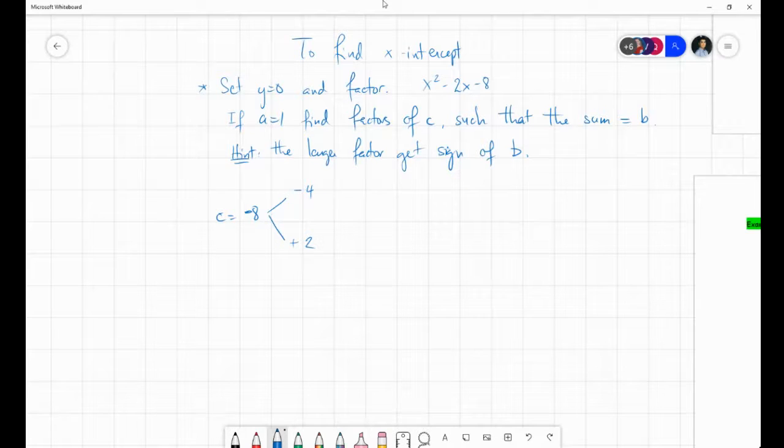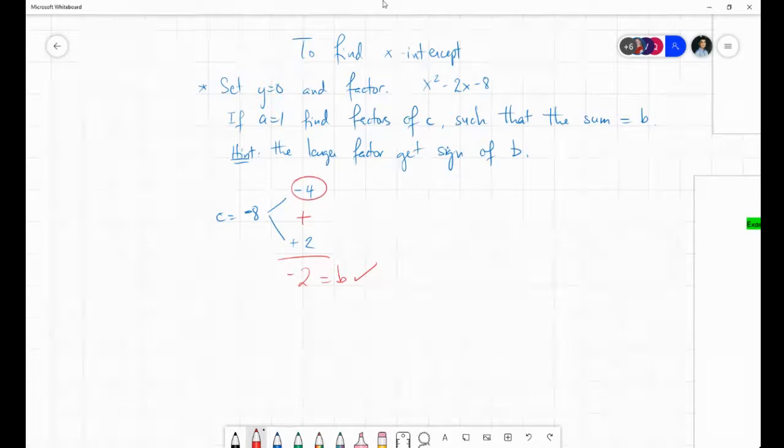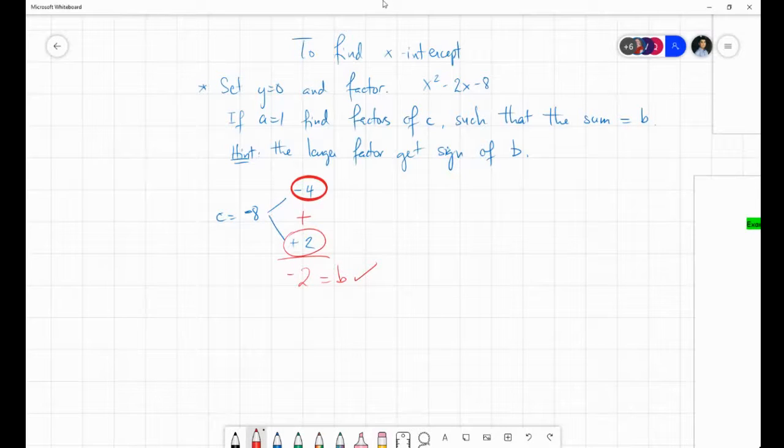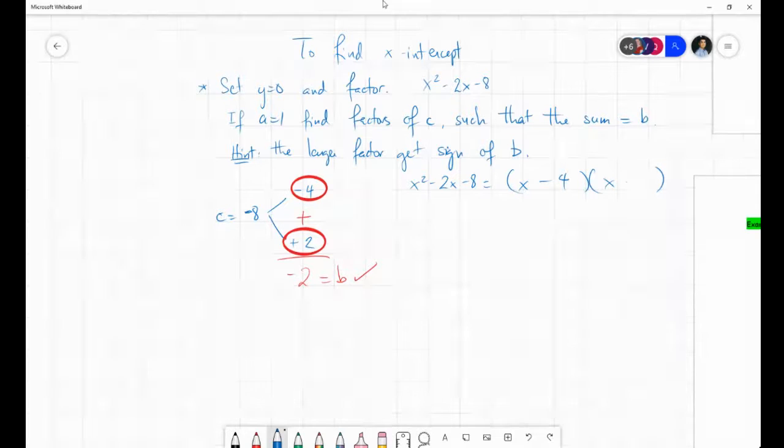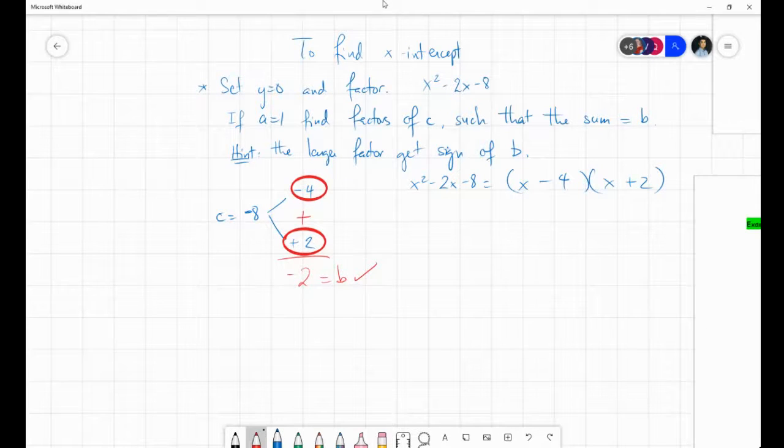So let's check. Such that the sum is equal to b. Well, if I add these together, negative 4 plus 2 is negative 2, which does equal b. So that's it. My two factors are negative 4 and positive 2. So how do we write our factors? We put the factors in this form, x minus 4, x plus 2. So there you go. These two are your factors.